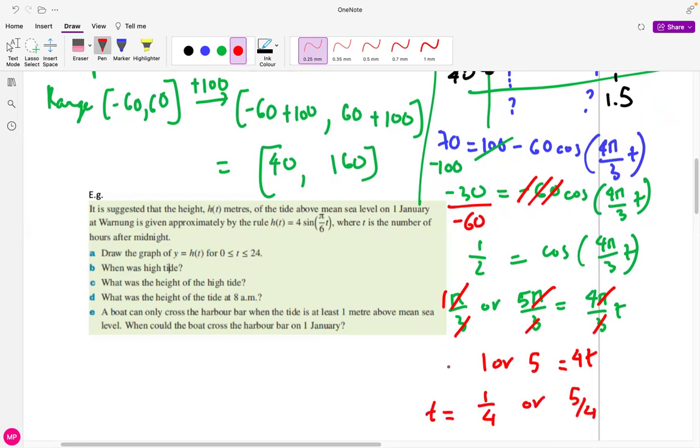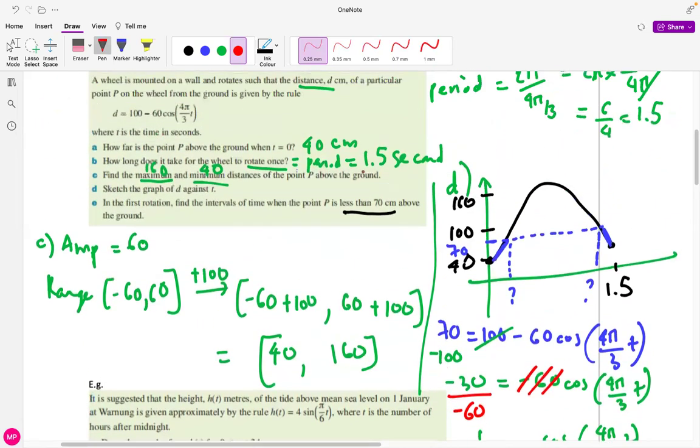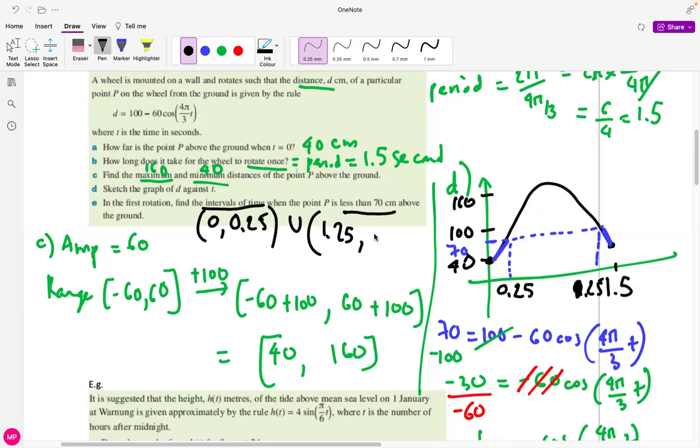That's what t equals. So if you look at the graph here, you will see that 1/4 is the first intersection. 1/4, that's 0.25 here. And 5/4 is the second intersection, which is 1.25. Okay, so to answer this question, find the interval of time, you would have anything between 0 to 1/4, so 0 to 0.25. And because you don't want to include 70, that's why you use a round bracket. And then that's union, and you do 1.25 to 1.5.